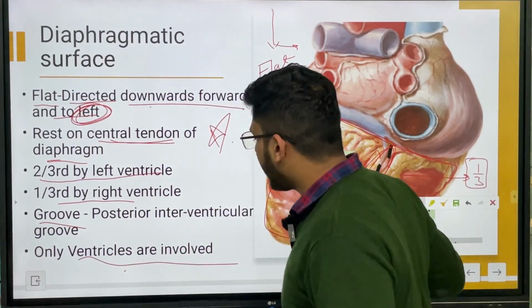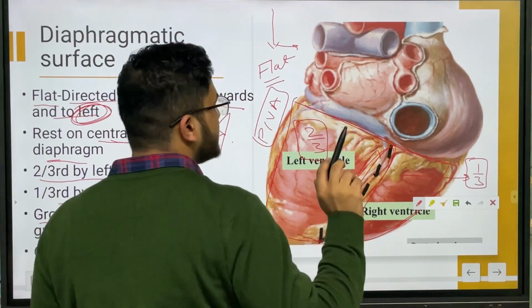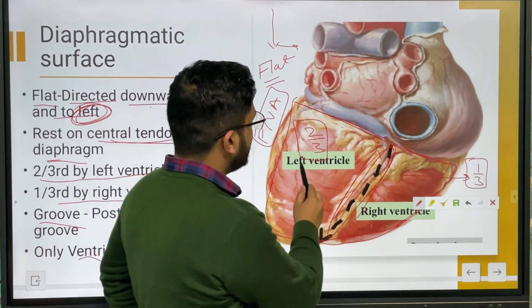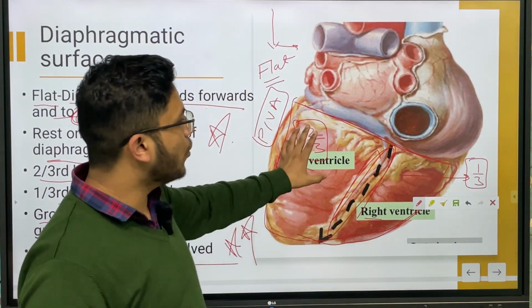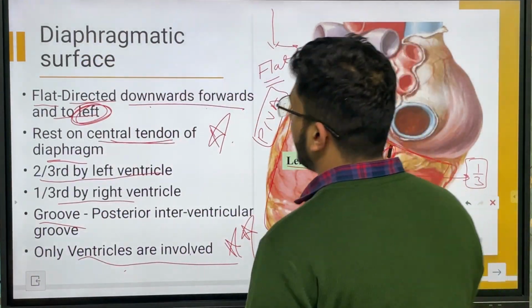Only ventricles are involved. Very, very important. This is the only surface in which only ventricles are involved. Here you can see it is the left ventricle and it is the right ventricle. Both the ventricles are part of your diaphragmatic surface, which is very interesting.